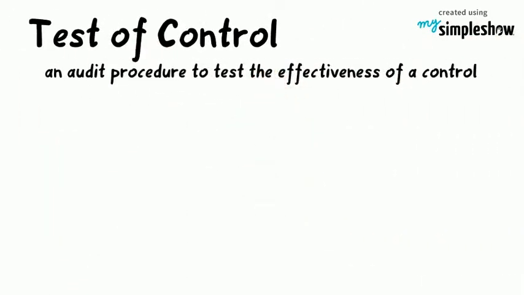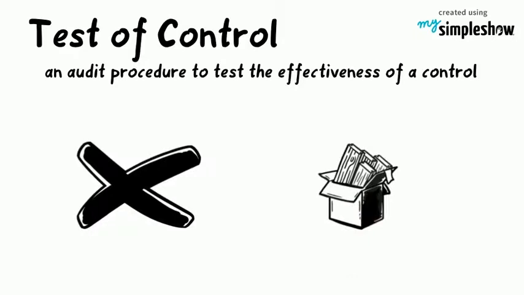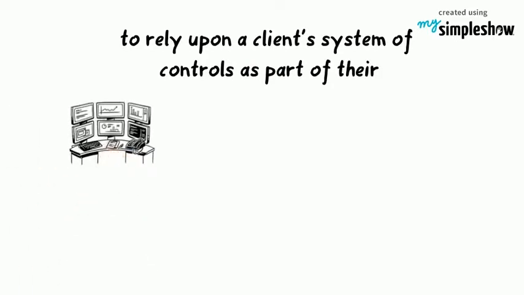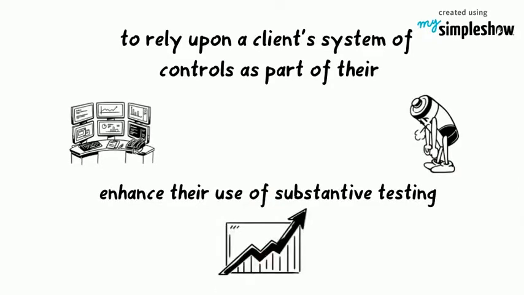Test of controls. Test of controls is an audit procedure to test the effectiveness of a control used by a client entity to prevent or detect material misstatements. Auditors may choose to rely upon a client's system of controls as part of their auditing activities. However, if the test reveals that controls are weak, the auditors will enhance their use of substantive testing, which usually increases the cost of an audit.